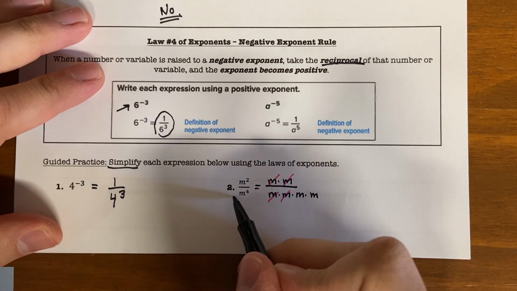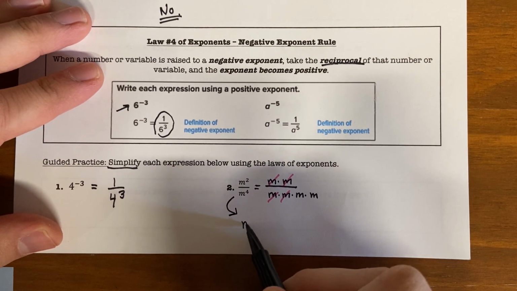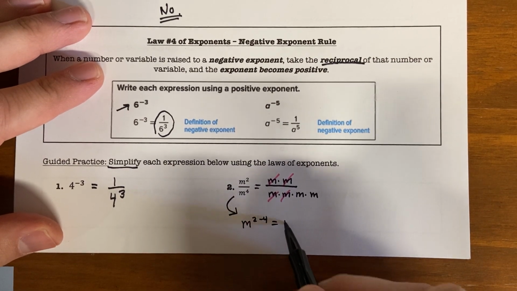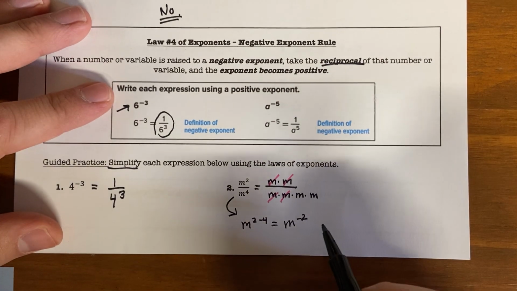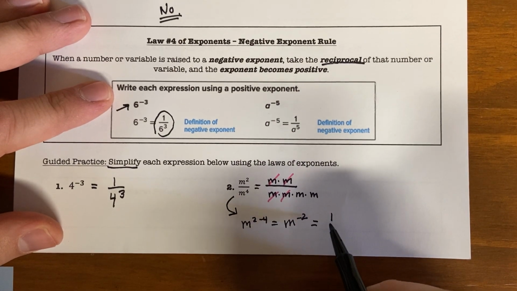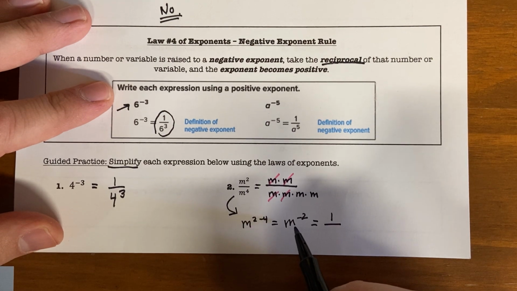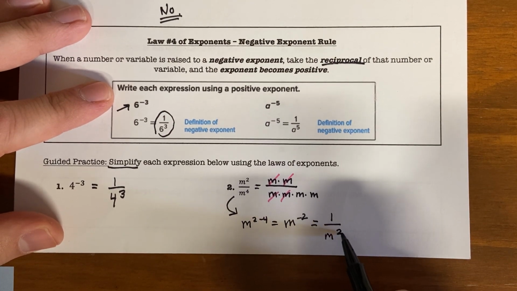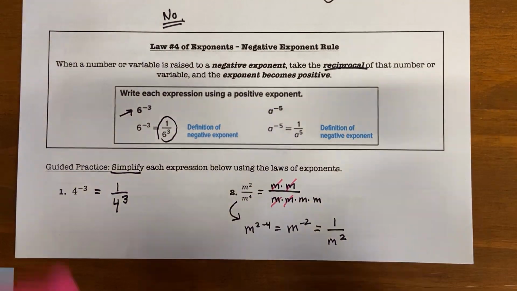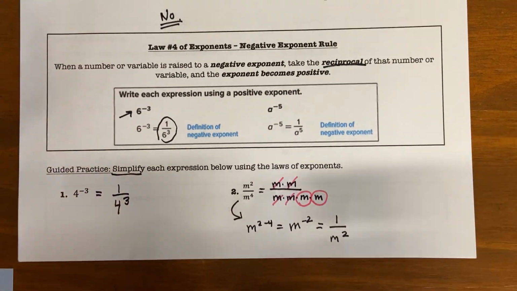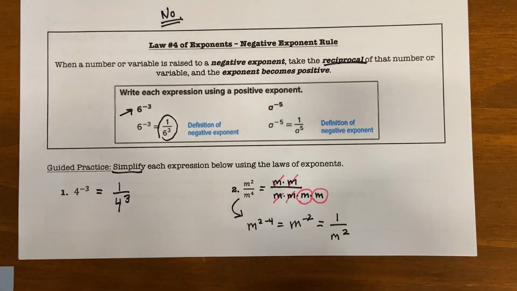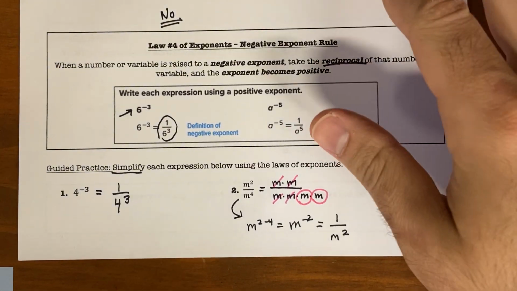But if I use my quotient rule, 2 minus 4, I get -2. So rewriting this as a positive, I have 1 over, right, I'm putting this in the denominator, m to the positive second power. How does that apply? There are 2 more m's on the bottom than there are on the top. We call that the negative exponent rule.